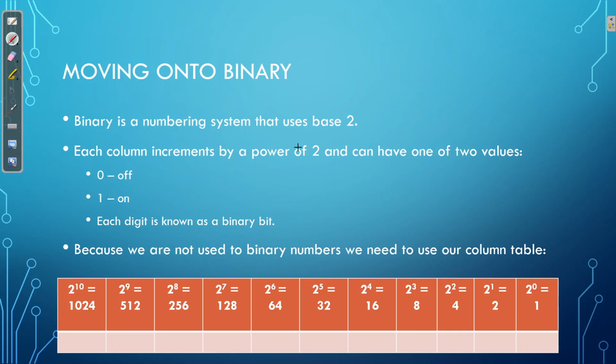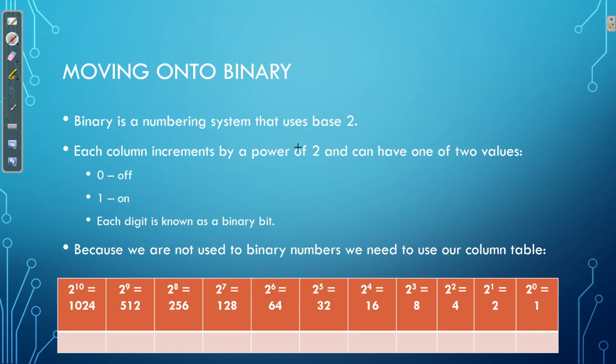Now, binary is a numbering system that uses base 2. So each column increments by a power of 2 and can have one of two values: 0, off, or 1, on. And each digit is known as a binary bit. The reason why I drew out the base 10 column system is because it was important for us to see how we could break decimal numbers down using base 10 columns. We wouldn't need to do that in real life because we're so used to decimal numbers. However, with binary, because it's a base 2 numbering system, we have to draw a column table, otherwise we would get confused.